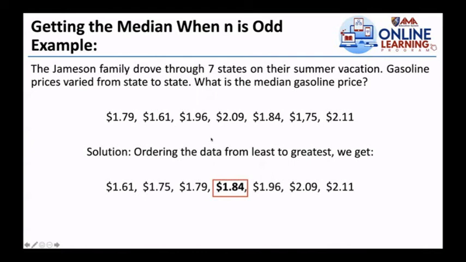Now, let's apply deductive reasoning. Those formulas we apply here to this specific problem. A Jamaican family drove through 7 states on their summer vacation. Gasoline prices varied from state to state. What is the median gasoline price? Okay, so we have this data collected, and then we arrange this first. After arranging them, we locate the middle, and that's your median.